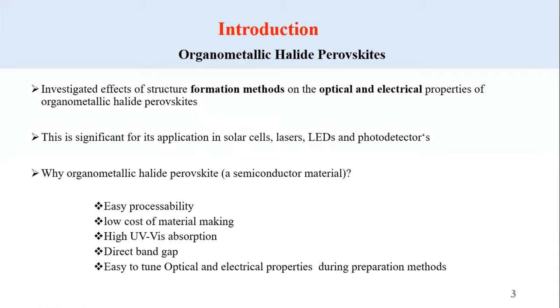And the reason why we chose to use organometallic perovskite material is because of its easy processability. The cost of making the material was low. It has a high UV-VIS absorption. It possesses a direct band gap, and it has a flexible electronic configuration, so we can easily tune the optical and the electrical properties during the preparation methods.